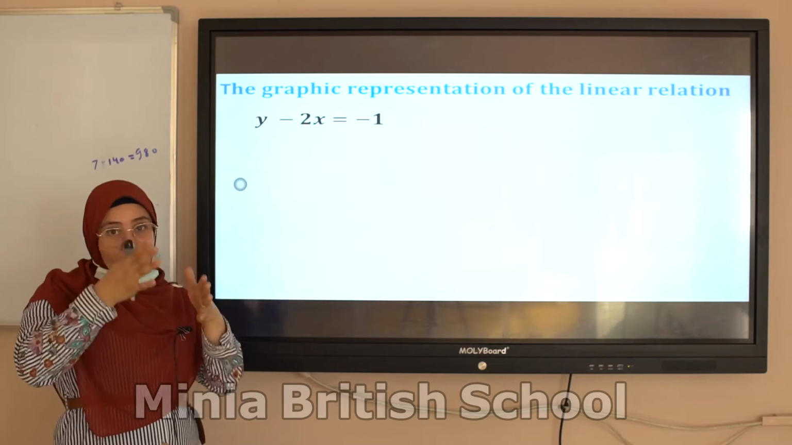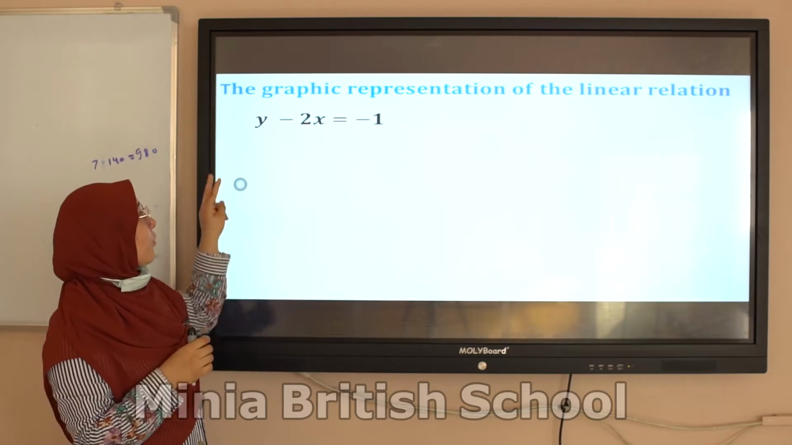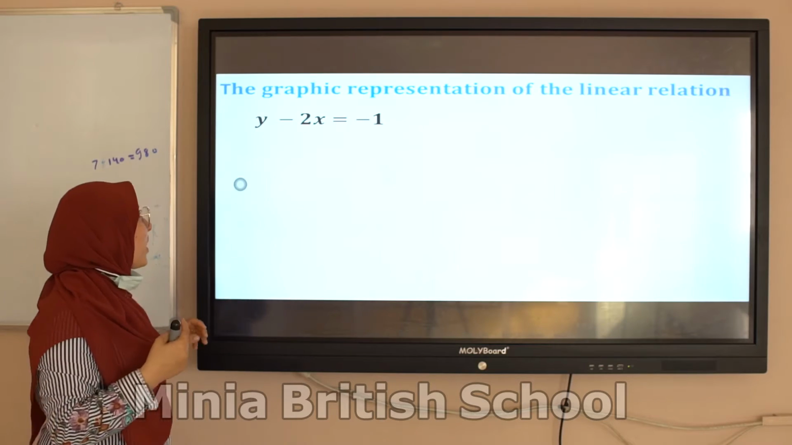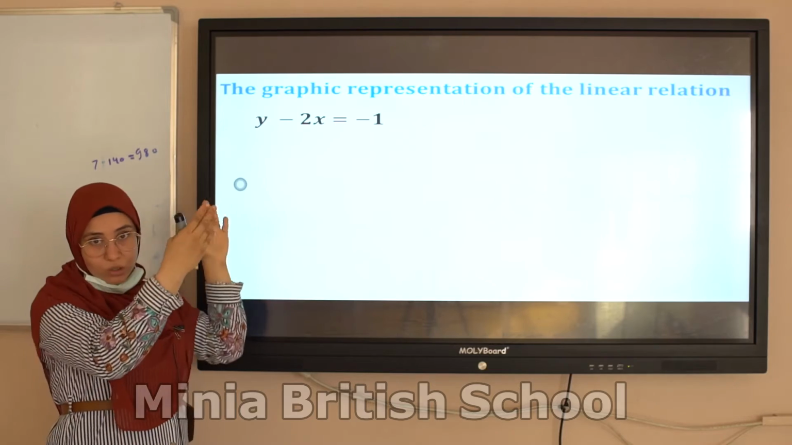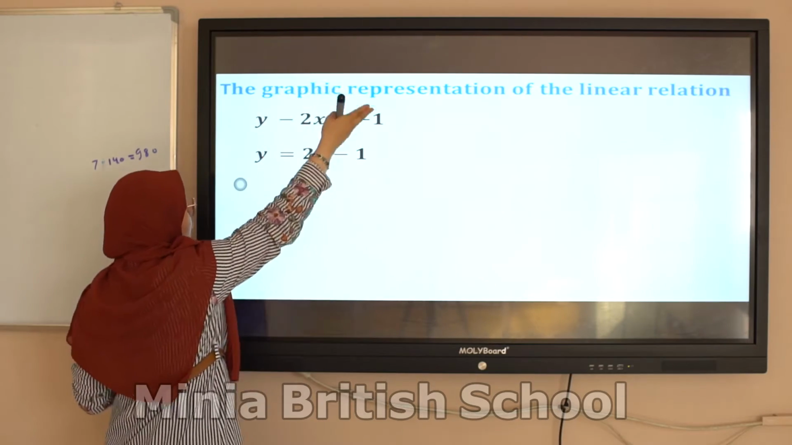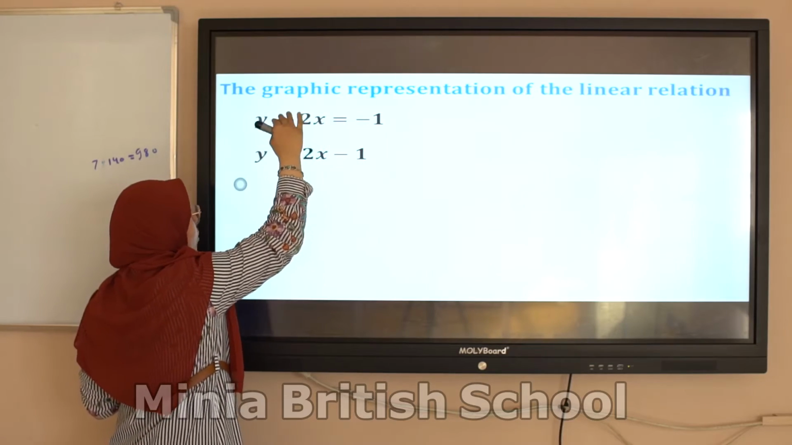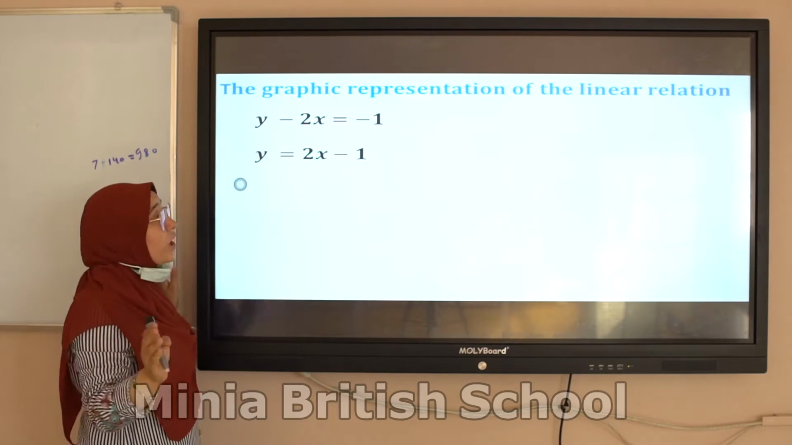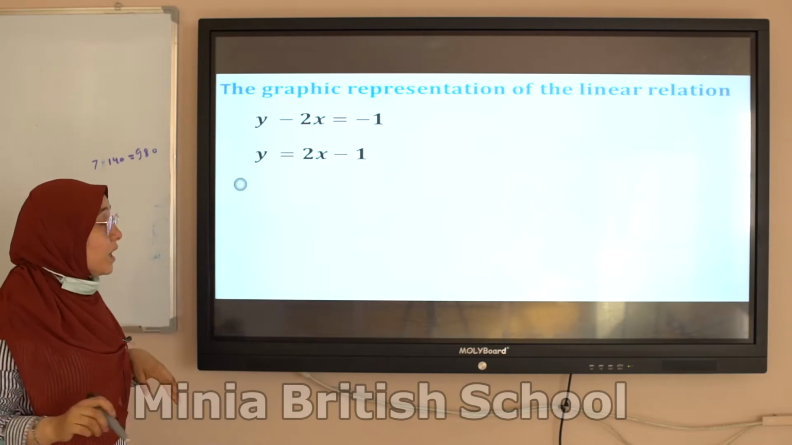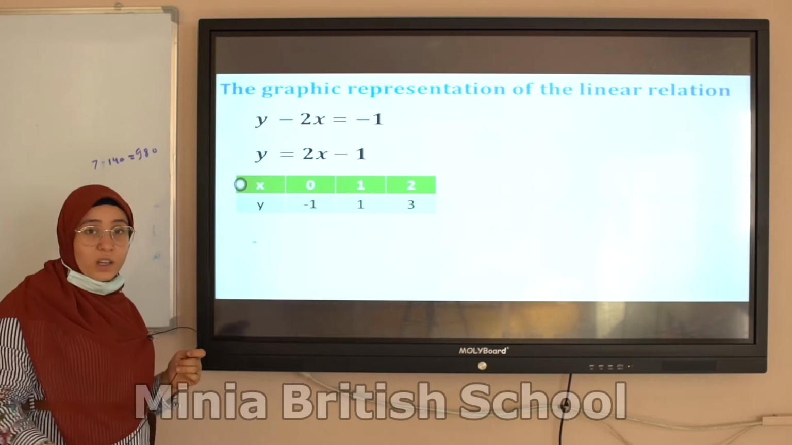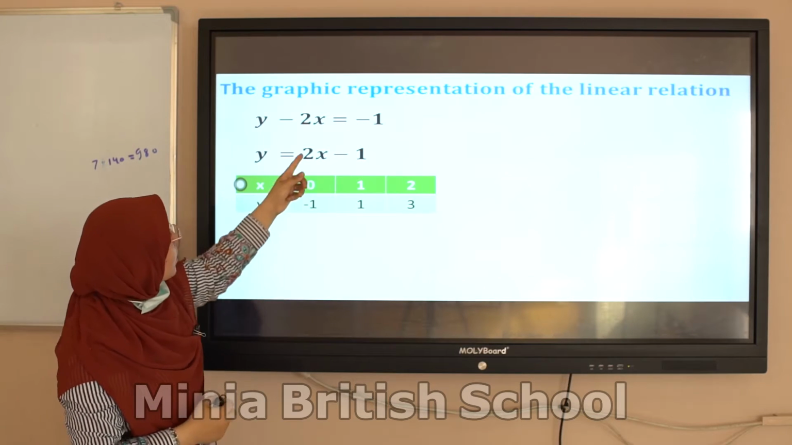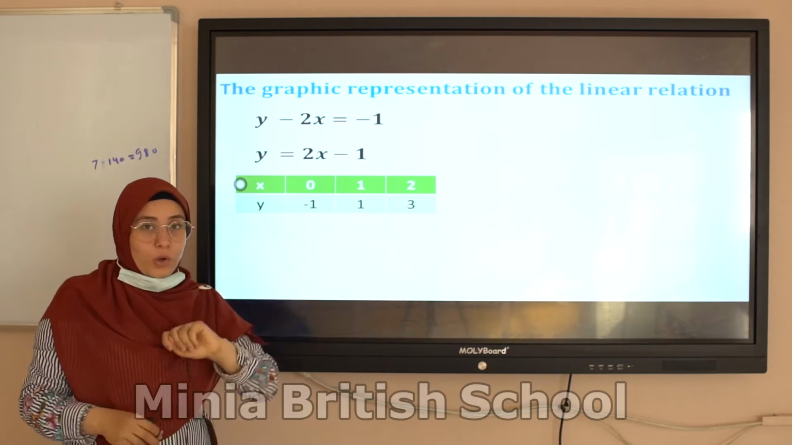So first I will separate one of the 2 variables on one side. Let me separate y. So y equals what? 2x. I will move negative 2x to the other side with the opposite sign. So y equals 2x minus 1, okay? So first, let x equals 0. When x equals 0, y equals negative 1.